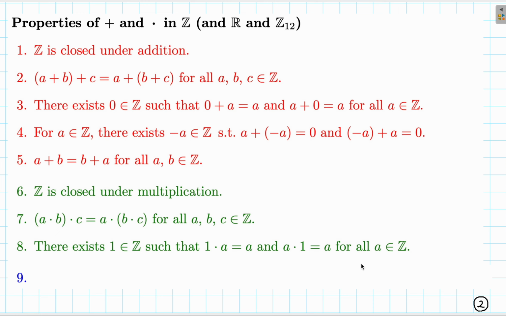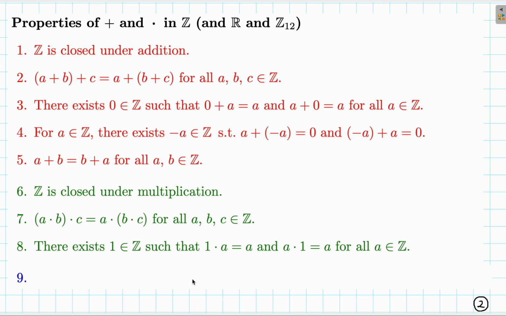Now, not every integer has a multiplicative inverse. For instance, the integer 3 doesn't have a multiplicative inverse because 1/3 is not an integer. Now, what about commutativity for multiplication? While it is true that a times b equals b times a for all integers a and b, and the same holds in the reals R and in Z12, we are intentionally leaving out that property on this list, and we'll explain why later on.